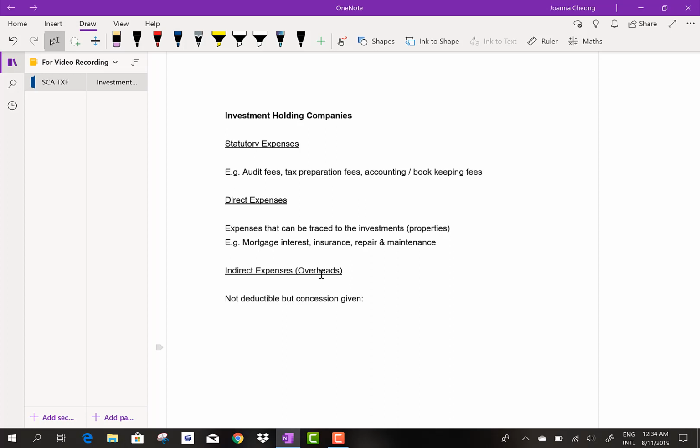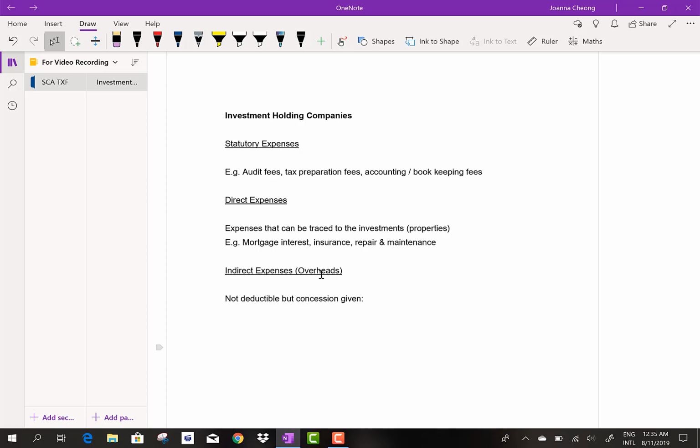So examples will be audit fees, tax preparation fees, and so on, because by law you have to keep proper records of your accounts, and you have to make sure that your tax documentation is properly done. So if you incur all these expenses, which is what we call statutory expenses, you can actually claim a deduction, no issue, nothing is being restricted. Direct expenses are expenses that are traceable to that investment property. So if you are able to trace the expense to that property that is producing the income, then you can claim a deduction, right?